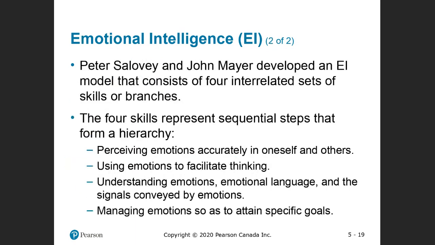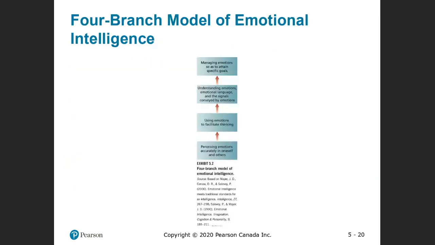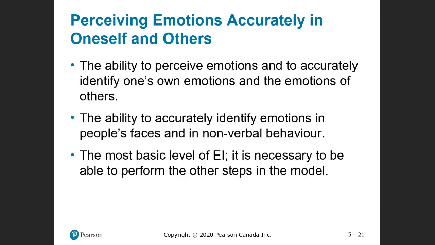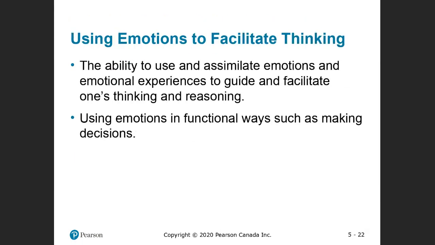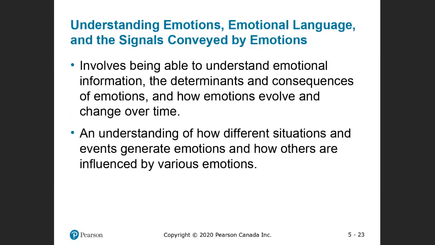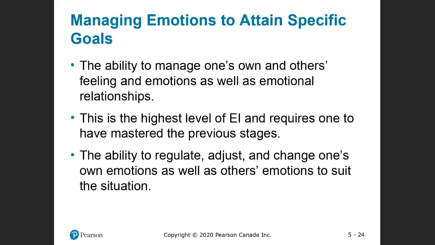So emotional intelligence is very important for us to consider. It has different levels. You can see this four-branch model. The beginning is understanding: perceiving emotion accurately in yourself and others, then using emotion to facilitate thinking. After that, you understand emotions, emotion language, and try to interpret the signals. Most important would be to manage emotion to attain specific goals: manage your own and others' emotions as well as emotional relationships. This is the highest level of EQ, and it requires one to have mastered the previous stages.